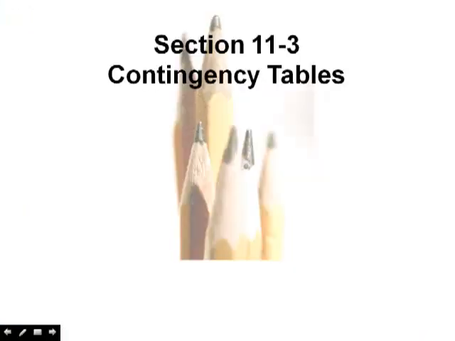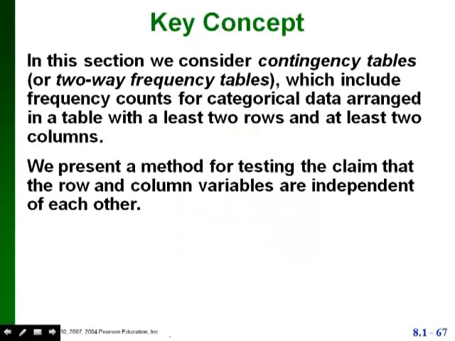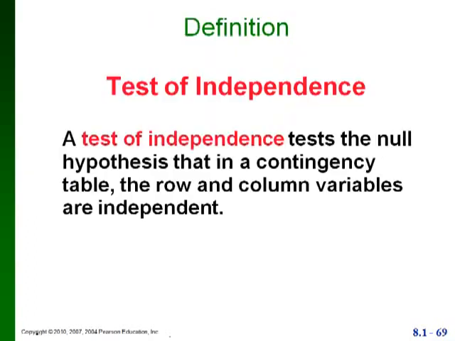Okay, the next test we're going to talk about is a test of independence. And this is where we have a table with at least 2 rows and at least 2 columns. We call this a contingency table. And what we're going to look at is whether the variables that make up the rows in the table are independent of the variables that make up the columns in the table. In other words, whether the 2 variables are related to each other or not.